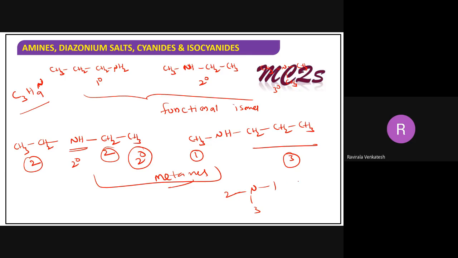I can change this one: 2 carbons on the nitrogen here, 2 carbons here also, and 2 carbons here, like that. So that is the reason we get metamerism here also. Right? Understood metamerism, everyone?